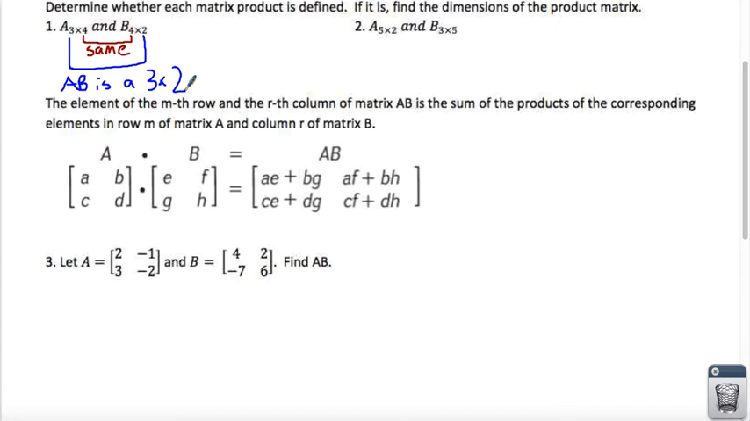If we look at this example here, 2 and 3 are not the same. So AB would be undefined.